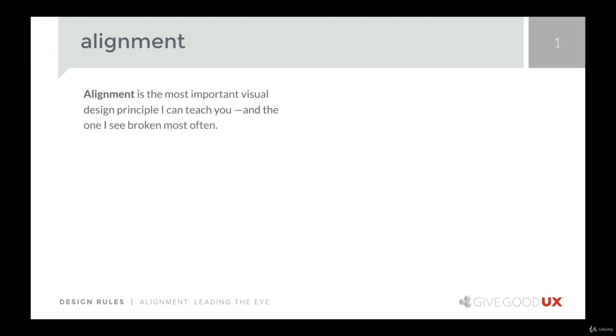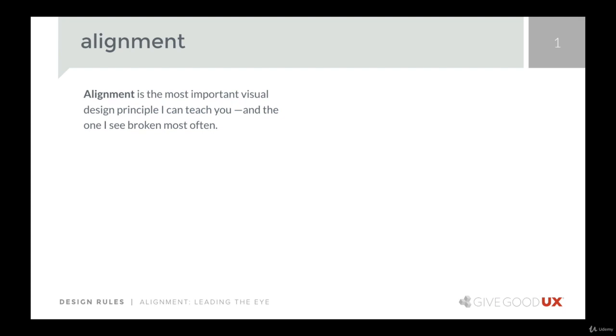Next up, alignment. Although the principles I've shown you up to now are certainly important, and we talked about how critical dominance is, I'm going to tell you this. In situations where you're responsible for improving something, existing designs, redesign situations, update situations, upgrade situations, alignment is the most important visual design principle I can teach you, because it's the one I see broken most often. And it's also the one where, if you change nothing else but alignment, the improvements in usability and user experience are staggering.